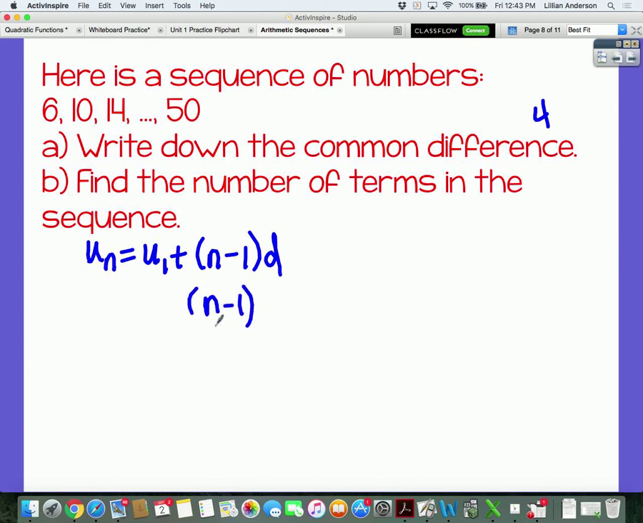But we know d is 4. We know u1 is, and what's u of n? 50. 50 is that last term. 50 is the term we're trying to figure out that it is. There's some other numbers in between. That's what the 3 dots represent. But we're trying to figure out exactly how many terms the sequence has, because 50 is the last one. So then we just solve it like a regular equation. What do you do with the 4 and the n minus 1?